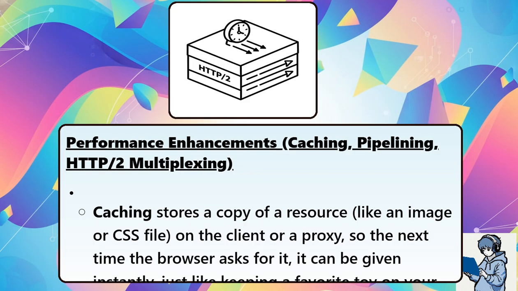Caching stores a copy of a resource like an image or CSS file on the client or a proxy, so the next time the browser asks for it, it can be given instantly, just like keeping a favorite toy on your bedside table, instead of going to the store each night. HTTP headers such as Cache-Control: max-age=3600 tell how long the copy is good.